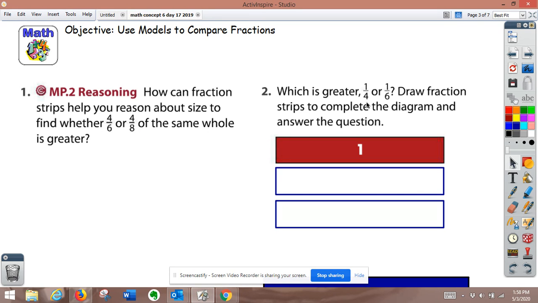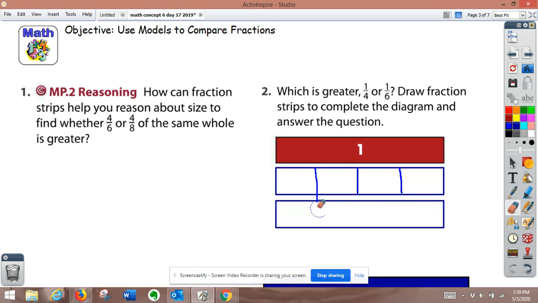Which is greater, 1/4 or 1/6? Draw fraction strips to complete the diagram and answer the question. I could go back to my fraction bars, but I also like to draw them once in a while. Let's see here. If we're talking about 1/4, that means I'm talking about 1 part out of 4. They've divided this whole into 4 parts. I can do that now, hopefully nice and neatly, being as precise as I can.